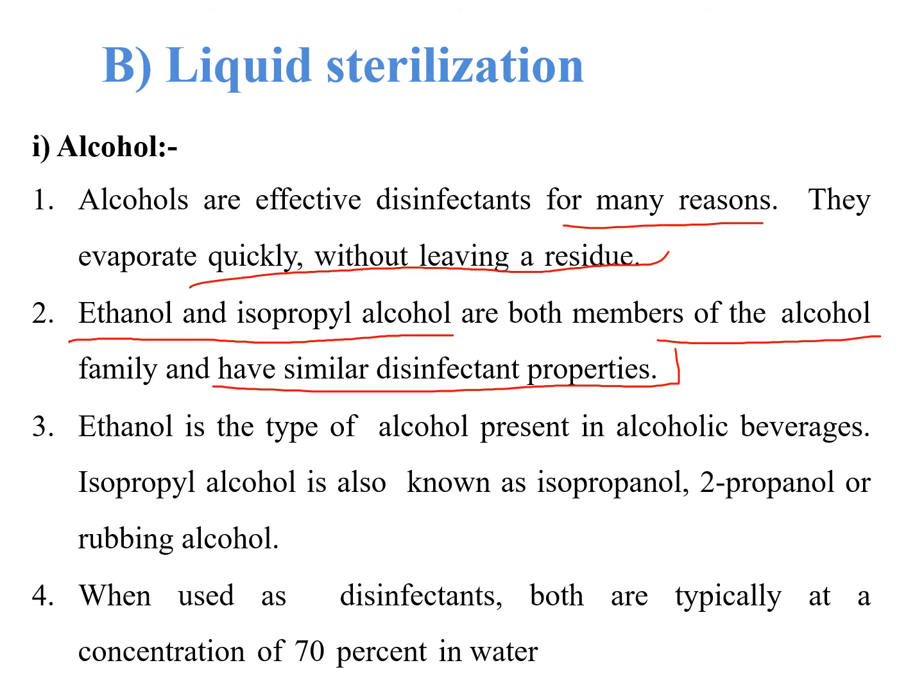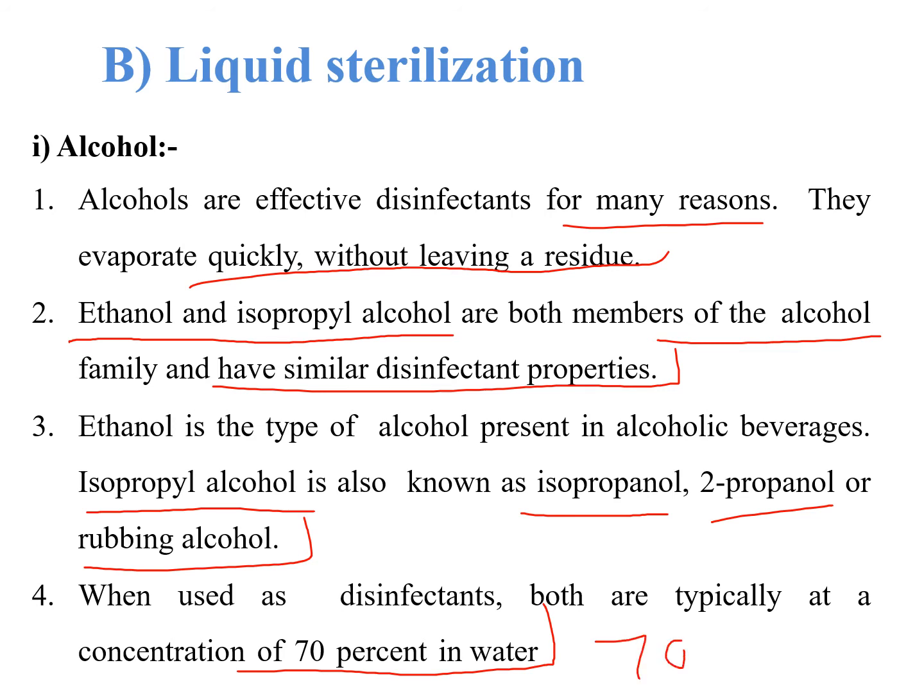Ethanol is the type of alcohol present in all alcoholic beverages, while isopropyl alcohol is also known as isopropanol, 2-propanol or rubbing alcohol. When used as disinfectants, both are typically used at a concentration of 70% in water. That means you have to take 70 ml of absolute alcohol and mix it into 30 ml of pure distilled water. That gives you 70% rubbing alcohol or a disinfectant alcohol.